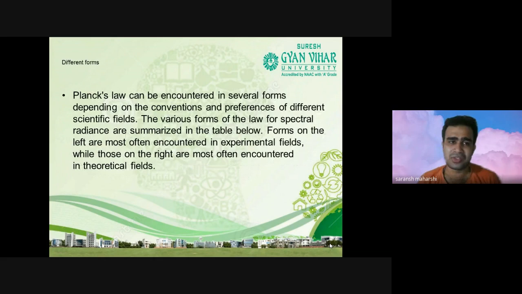Different forms of Planck's law. Planck's law can be encountered in several forms depending on the conventions and the preference of the different scientific fields. The various forms of the law for spectral radiance are summarized in the table below. Forms on the left are most often encountered in experimental fields, while those on the right are most often encountered in theoretical fields.